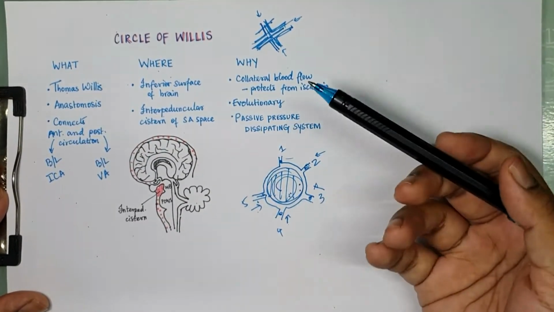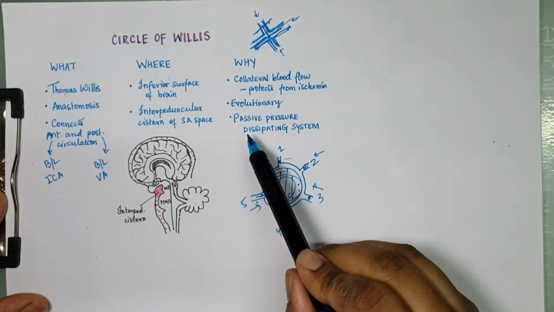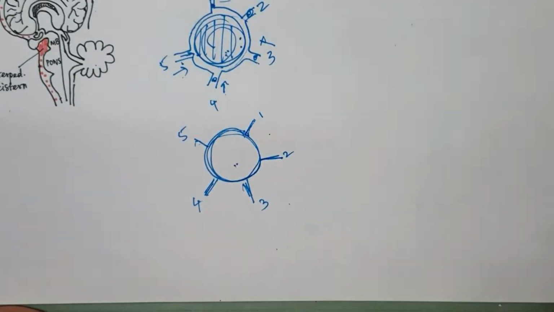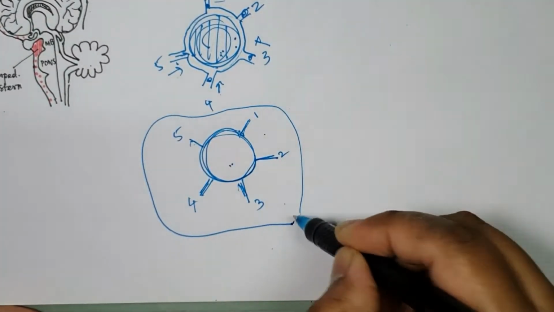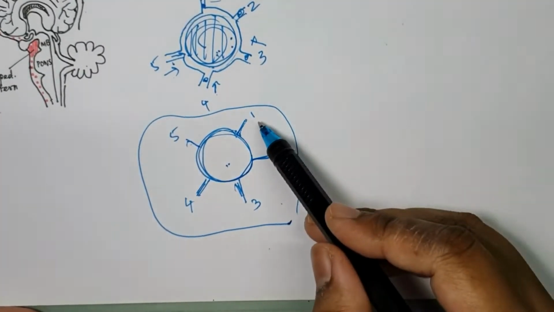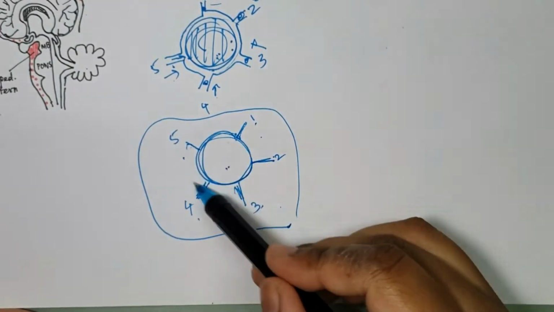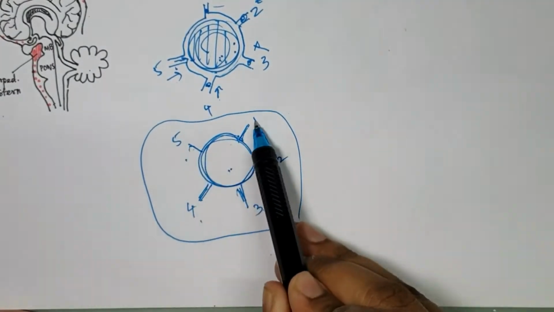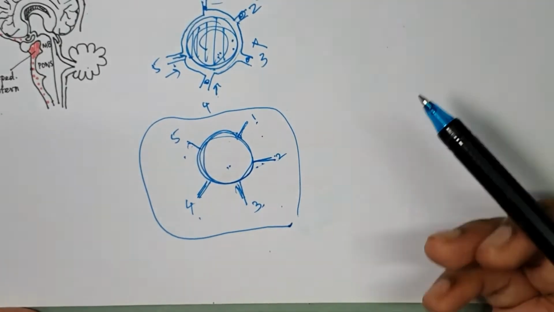And some research shows that it has evolutionary importance. Another reason is it's a passive pressure dissipating system. Now what does a passive pressure dissipating system mean? For example, if this is the circle of Willis, or any anastomosis for that matter, say vessels 1, 2, 3, 4 and 5 are supplying this area, and this is the anastomosis or the circle of Willis, whichever. Now these arteries are providing blood. The blood comes in pulses.